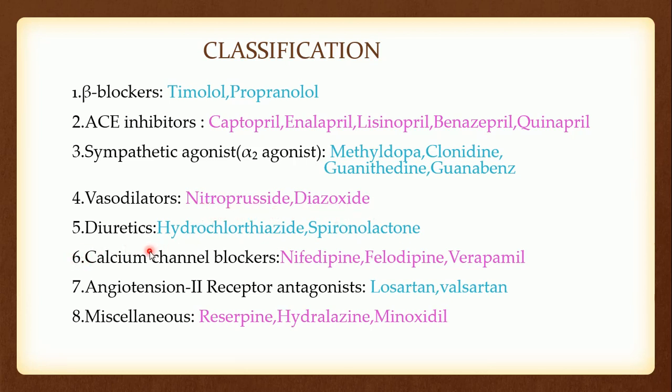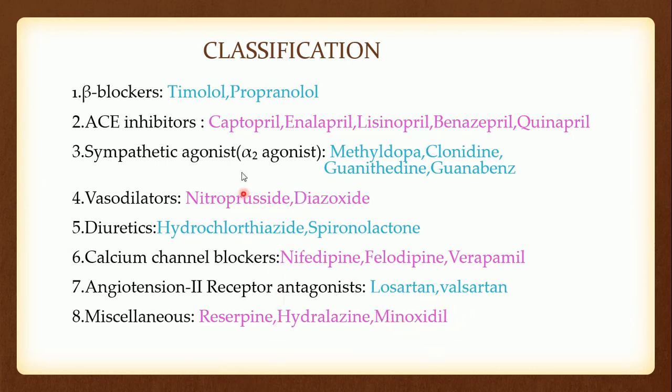Diuretics can be used if any pathological condition of the kidney is improper, then we can use diuretic drugs to remove the excess amount of sodium which is present in the body of the patient who is having blood pressure. Examples are hydrochlorothiazide and spironolactone. Various calcium channel blockers can be used like nifedipine, felodipine, verapamil. Angiotensin II receptor antagonist drugs can be used like losartan and valsartan. Miscellaneous drugs, examples are reserpine, hydralazine and minoxidil.